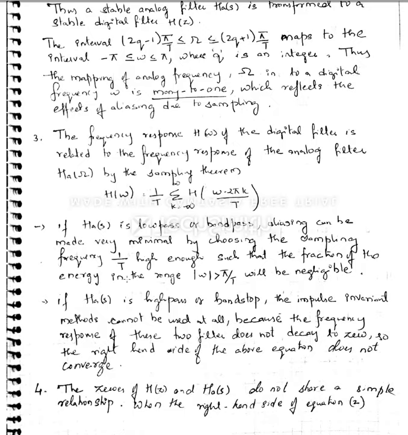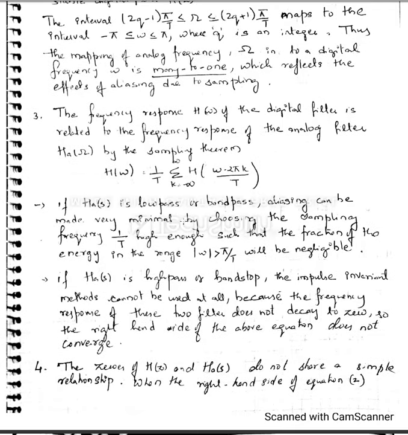When it comes to high pass and band stop filter design, the frequency response of these two filters does not decay to 0, and the right hand side of this equation never converges. So keep in mind this impulse invariant method is very well used for low pass and band pass filter designing, and the aliasing effect will be very less.